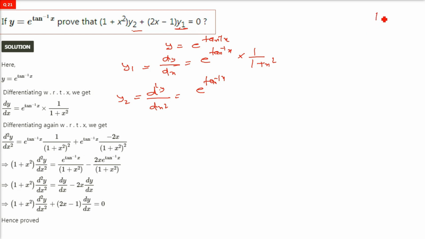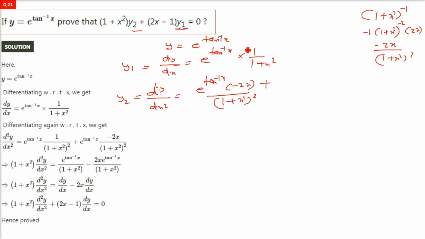1 by 1 plus x square, I am taking it in the numerator, which will be 1 plus x square to the power minus 1. It will be minus 1, 1 plus x square to the power minus 2, and differentiation of 1 plus x square will be 2x. So we have minus 2x divided by 1 plus x square whole square. This is going to be negative 2x divided by 1 plus x square whole square. So this we have done, with 1 by 1 plus x square remaining in the other term.